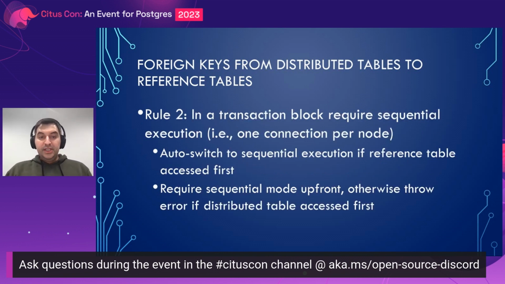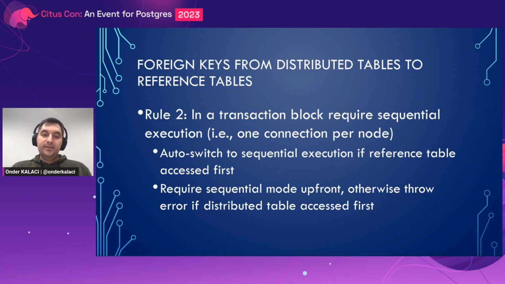Okay, I think the most interesting rule to keep in mind with foreign keys from distributed tables to reference tables is this slide. So maybe to start with, there's a concept in Citus which we call sequential execution. When you run, for example, an update command or a select query that spans multiple shards on a distributed table, what Citus typically does is fan out multiple connections and execute commands on the shards in parallel. So that's actually one of the superpowers of Citus, being able to run things in parallel.